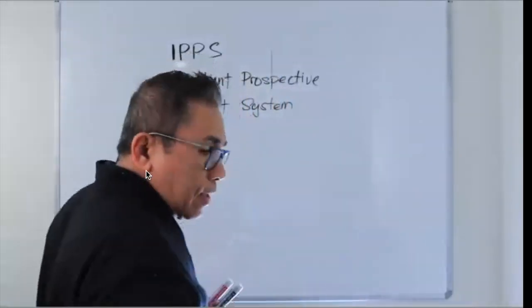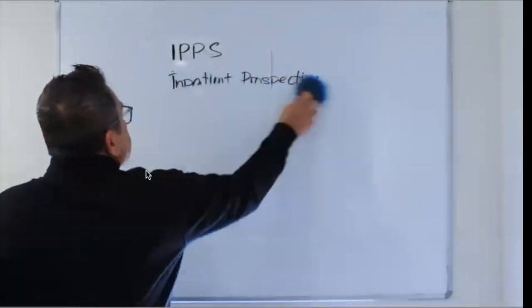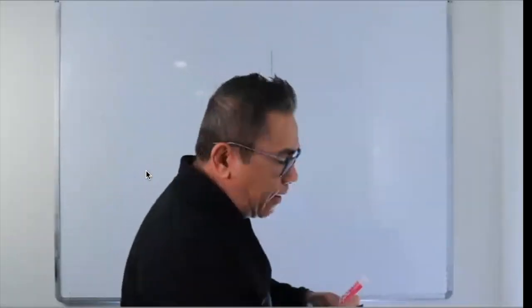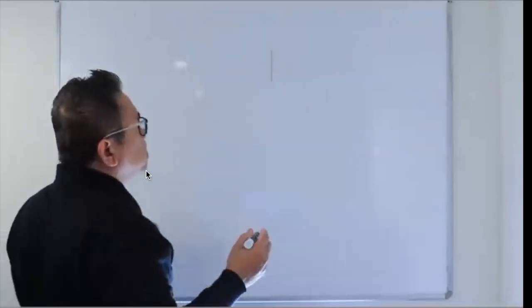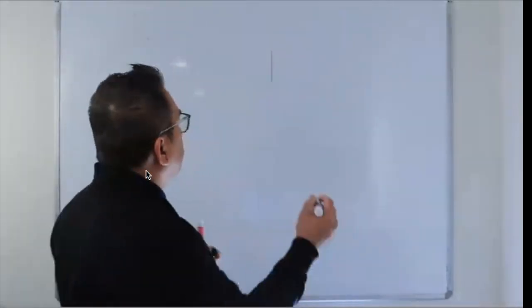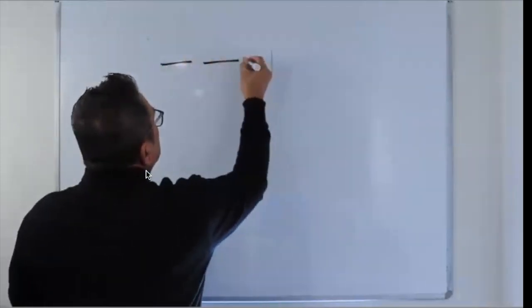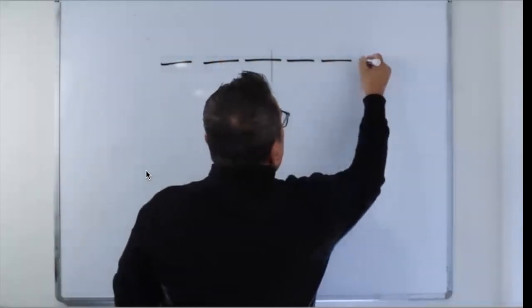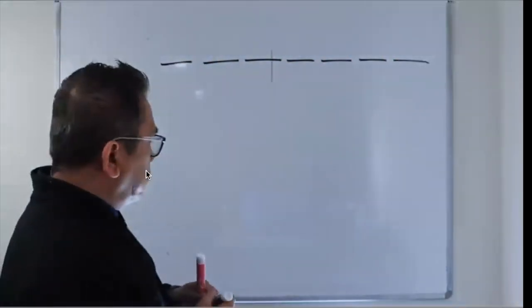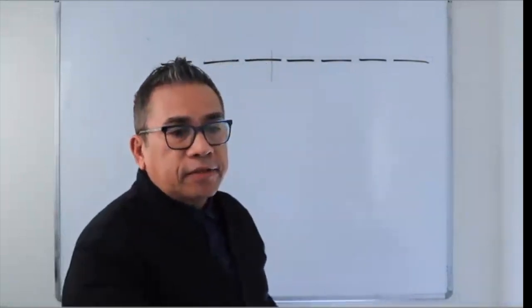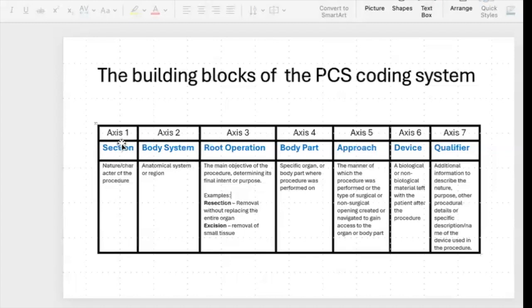Let me draw this illustration on the board, and let's have a thorough discussion about these 7 characters. So you have 1, 2, 3, 4, 5, 6, 7. Let's assume that these are your different axes. Okay, so these are different axes, like this one right here. Axis 1, 2, 3, 4, 5, 6, 7.